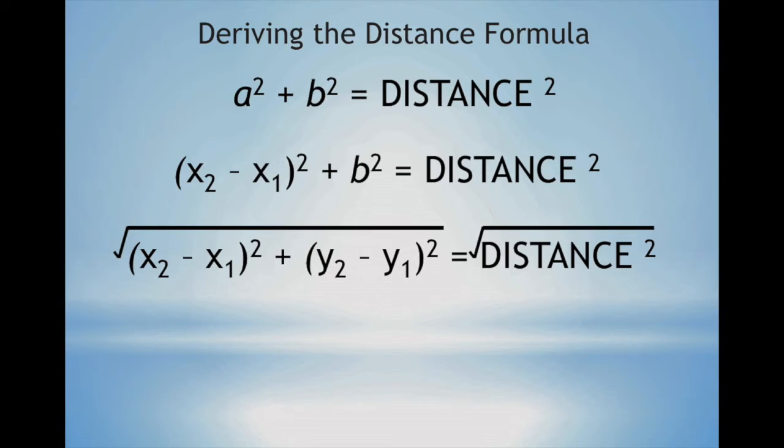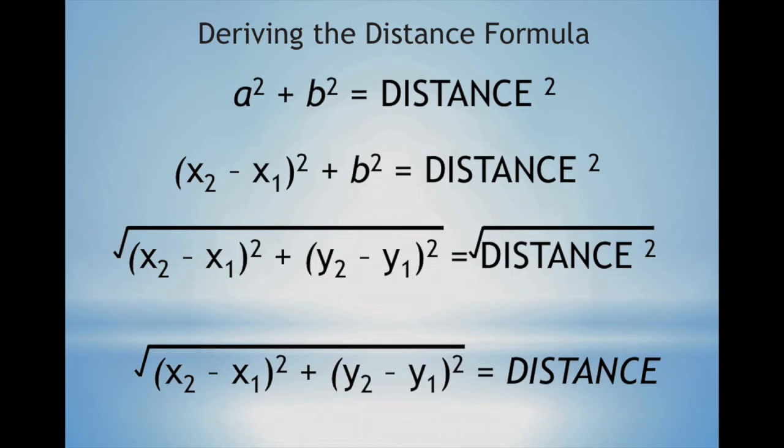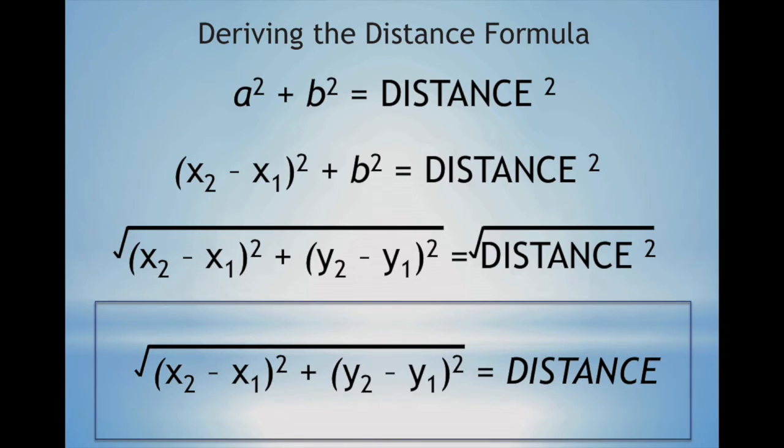And on the right side of the equation, what will happen is the square and the square root will cancel, and we'll just get distance. And so what you see on the left is what's called the distance formula. The square root of parentheses x2 minus x1 squared plus parentheses y2 minus y1 squared, whatever that turns out to be, that will be the distance between our two original points.